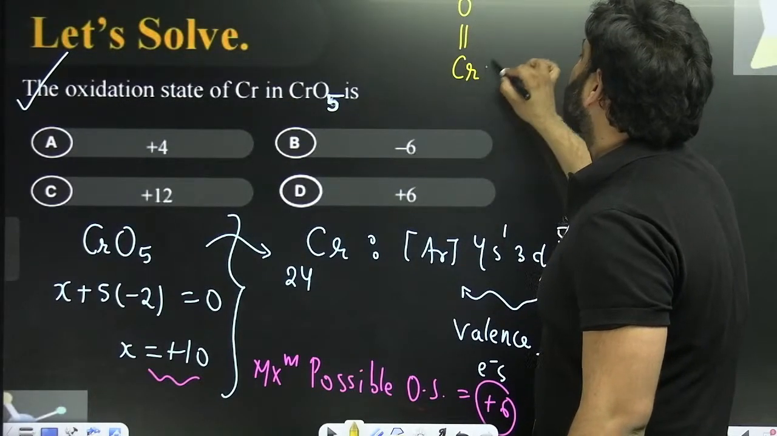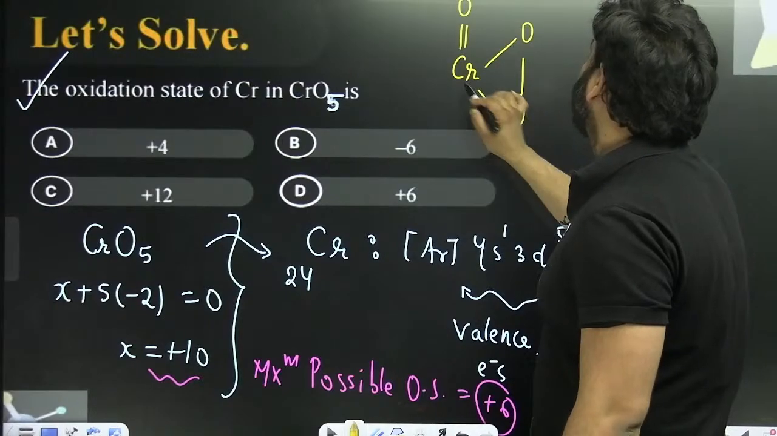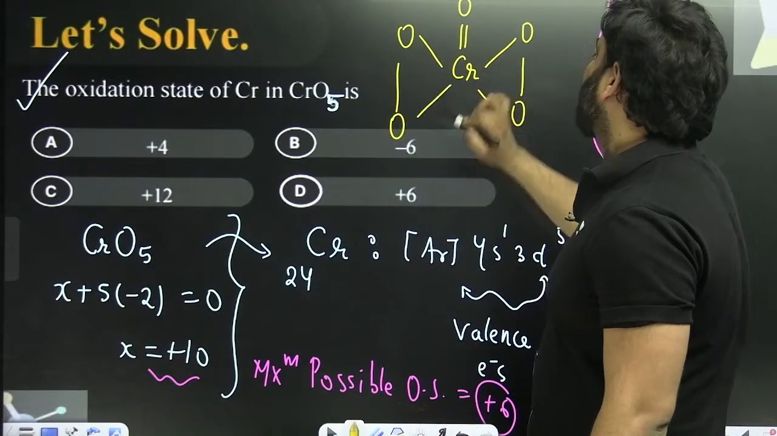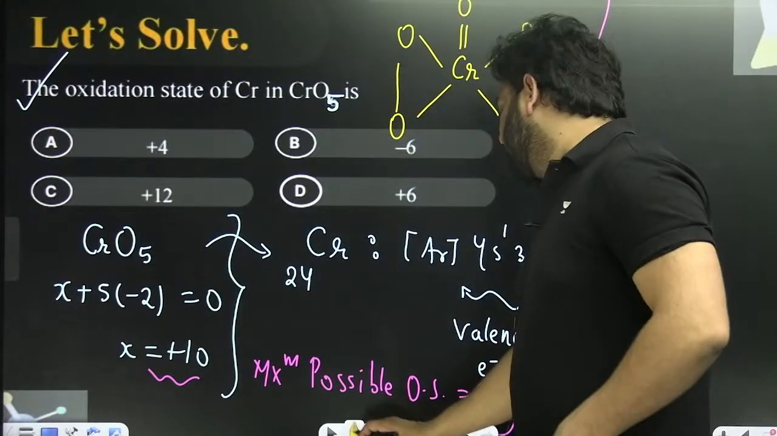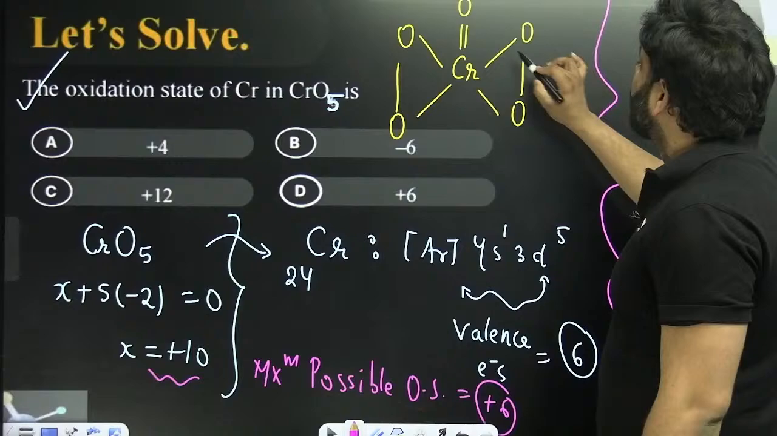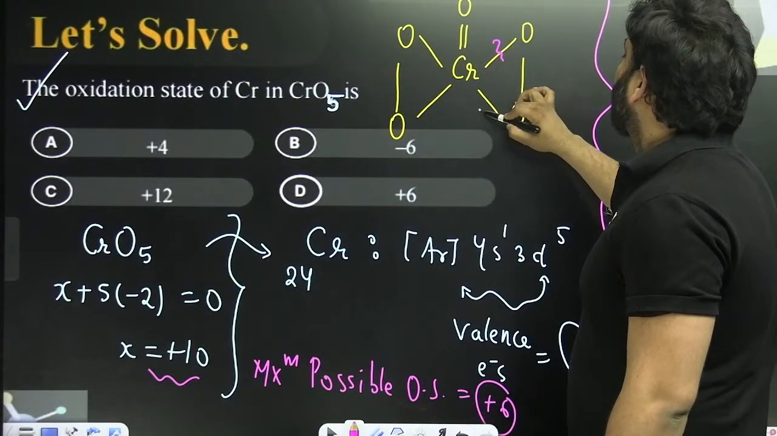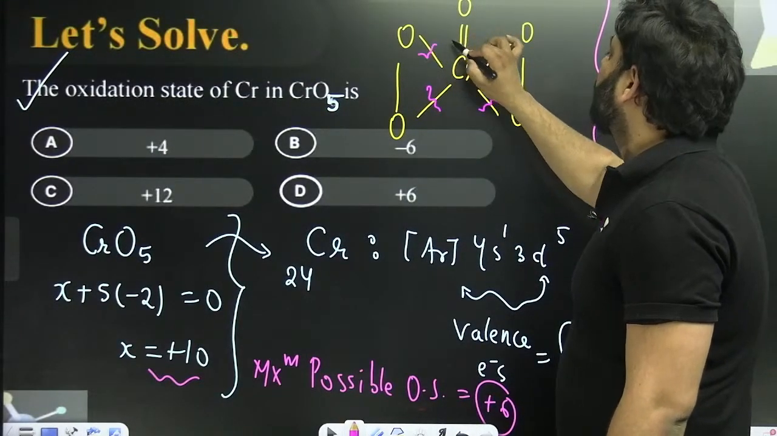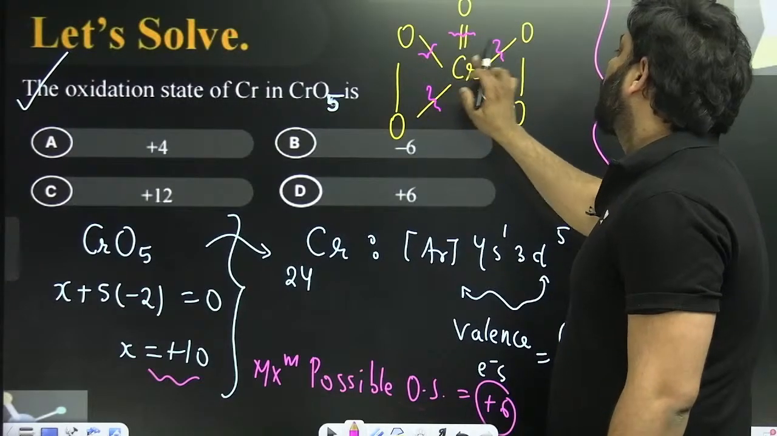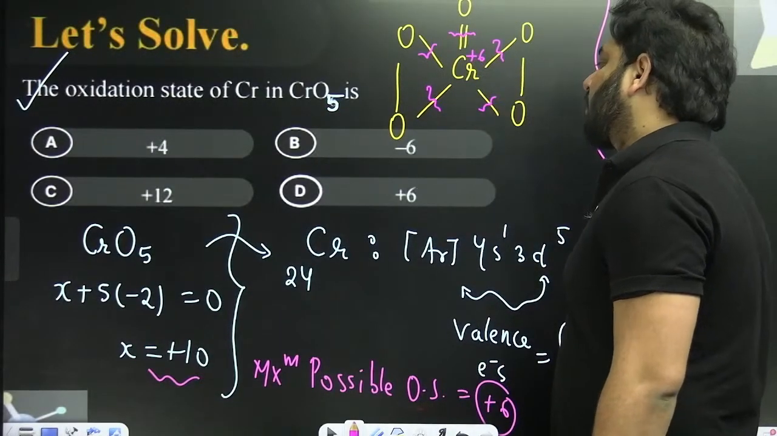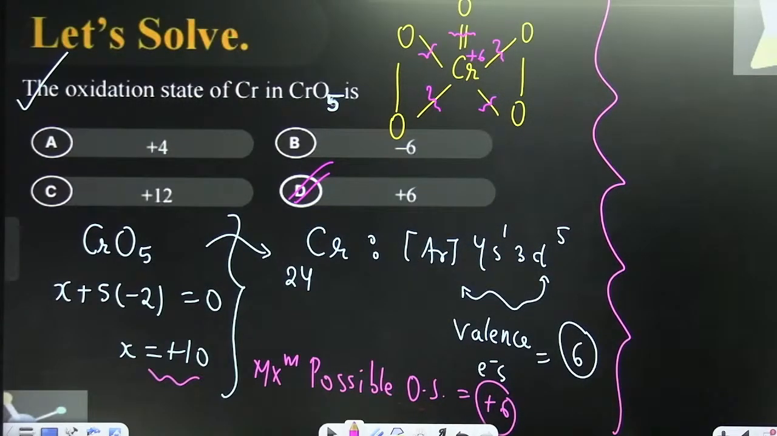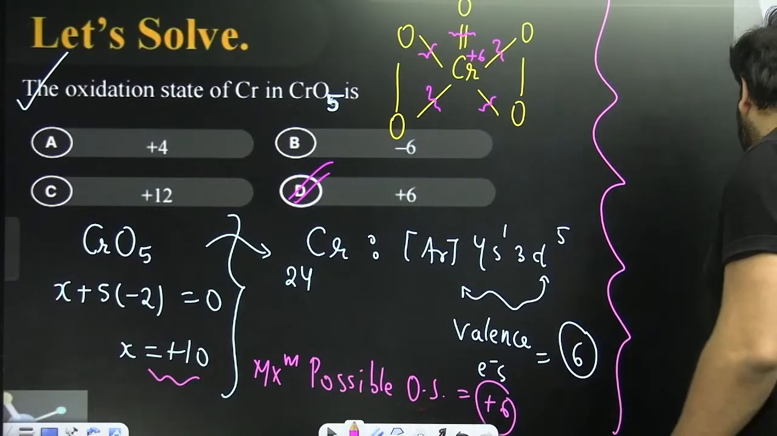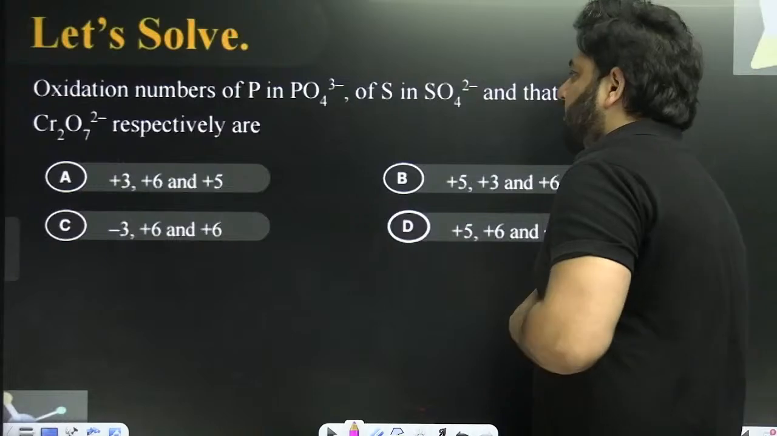Anyways, without the structure also you can find the oxidation state using one of my techniques. First of all, you must know this is how the CrO5 structure looks, a butterfly structure. Now try breaking the bonds. This will be broken down, this will be broken down, this will be broken down, this will be broken down, this will be broken down. 1 2 3 4 5 6, positive 6. So the correct answer should be positive 6. This is absolutely clear to all of you. Positive 6 is the correct answer.